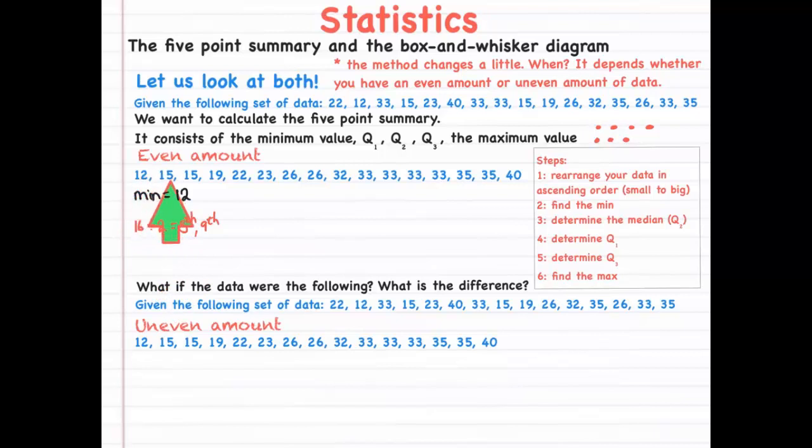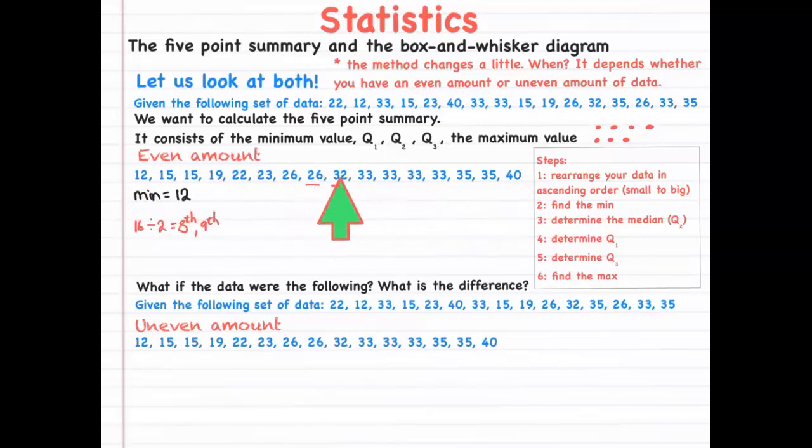So that's 1, 2, 3, 4, 5, 6, 7, 8. That's the 8th one, so I'll underline it quickly. There we go. And the 9th one is the next one, and I'll underline that as well. So you can easily see that those two are the two numbers in the middle of this data set.